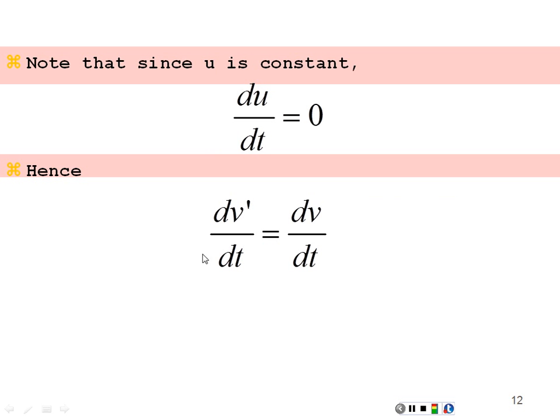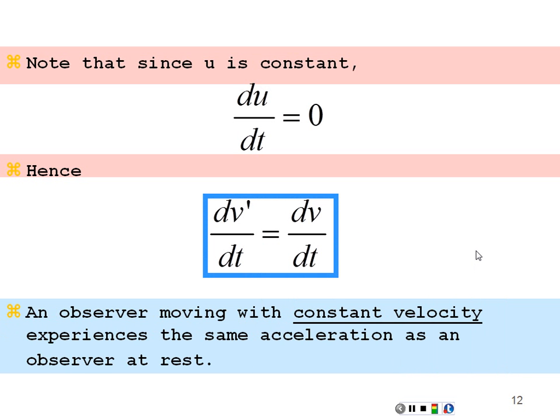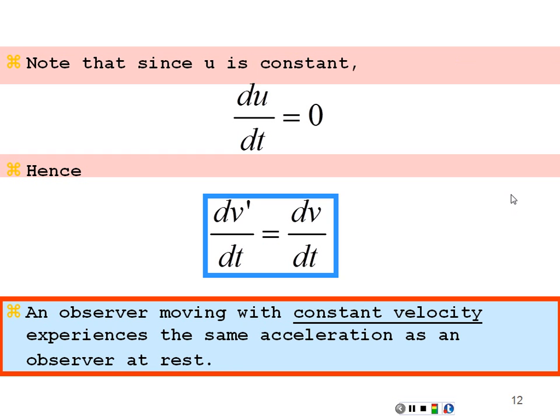So acceleration will be observed the same way in both frames of reference. And hence any force that is causing this acceleration will be observed the same way in both frames of reference. So a moving observer with constant velocity will experience the same acceleration as an observer at rest. You won't be able to distinguish forces unique to both frames of reference.